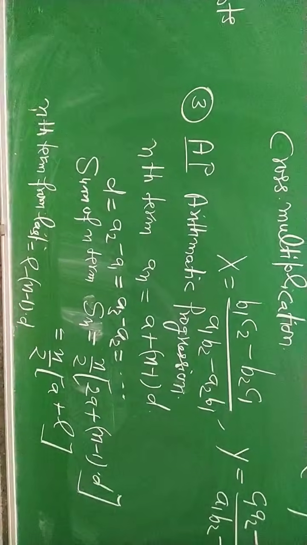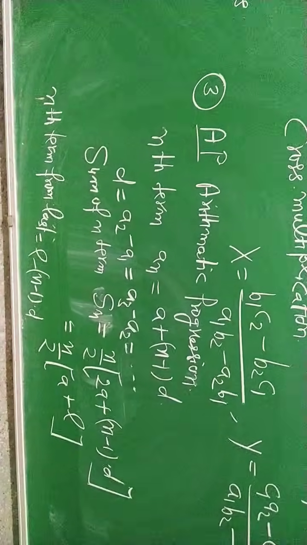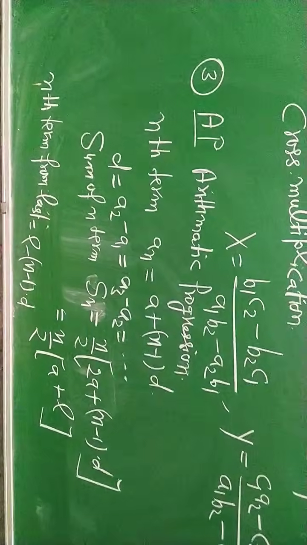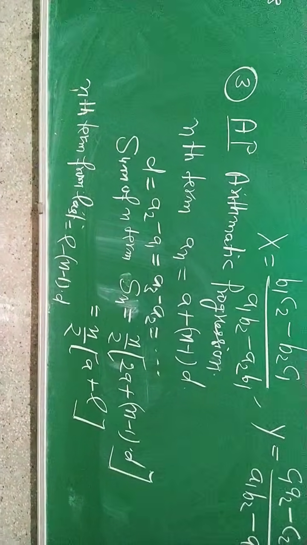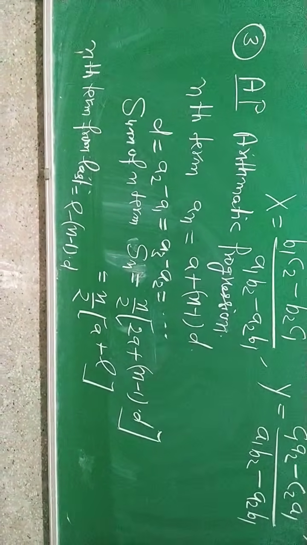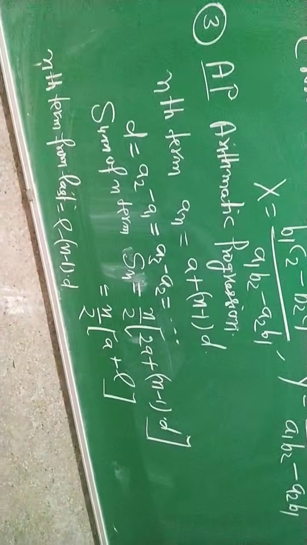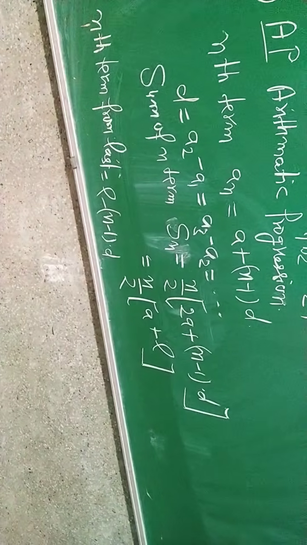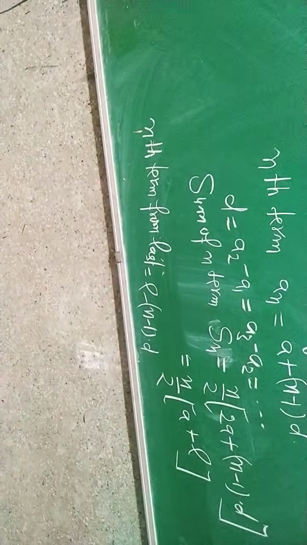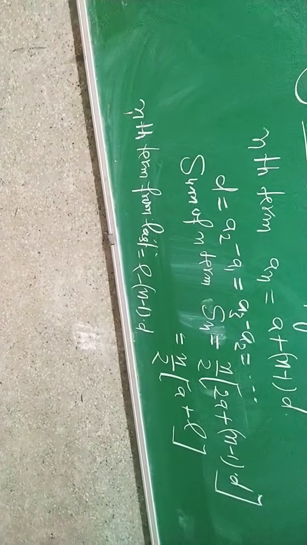Now AP, arithmetic progression. Dear student, nth term an = a + (n - 1)d, and d = a2 - a1 = a3 - a2, and so on. Sum of n terms, Sn = n/2 [2a + (n - 1)d]. This is equal to n/2 (a + l). Nth term from last = l - (n - 1)d.